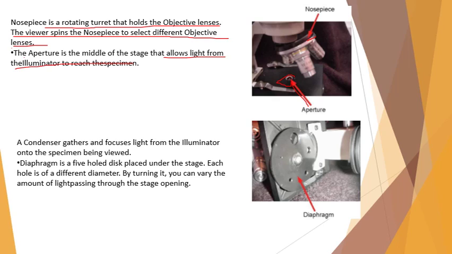The next one is the condenser. Here we have a very clear diagram of the condenser and a diaphragm. This one is a diaphragm. The diaphragm is a 5-hole disc placed under the stage. Each hole is of a different diameter, so it regulates the intensity of light. By turning it, you can vary the amount of light passing through the stage opening.